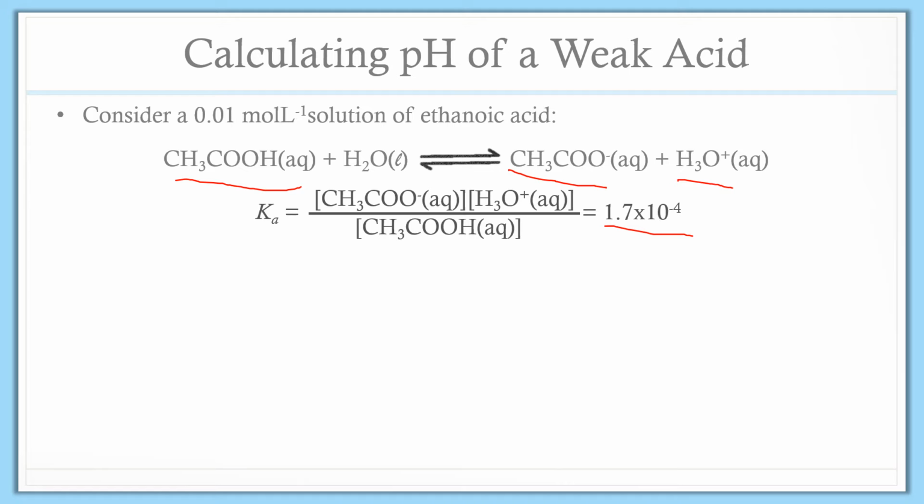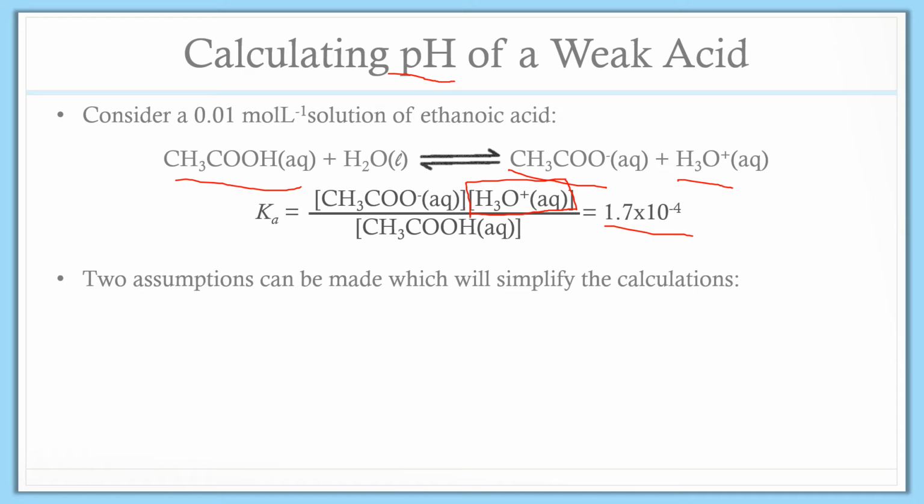First thing we want to do is find the pH of that acid. That's our final goal. In order to calculate the pH, we need to calculate the concentration of hydronium, H3O plus, because pH is related to the concentration of hydronium. To do that, we have to make two assumptions, and you'll like them because they make things quite a lot easier.